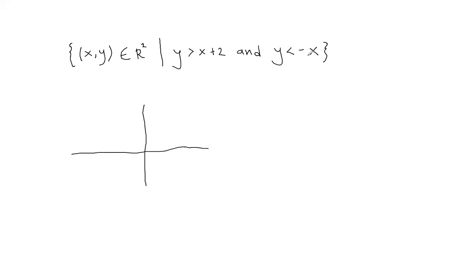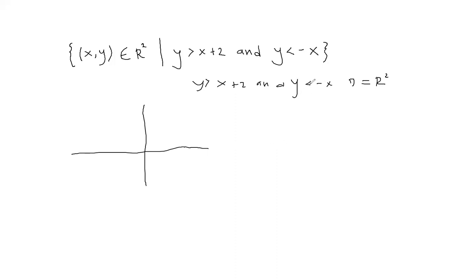You should notice that these are both lines. So what we're saying here is I've got y is greater than x plus 2, and y is less than negative x, and my domain is the real numbers. So what I want you guys to do is try to graph this on my coordinate plane. Take 30 seconds to do that, and then unpause your video to see the solution. Okay, let's take a look.